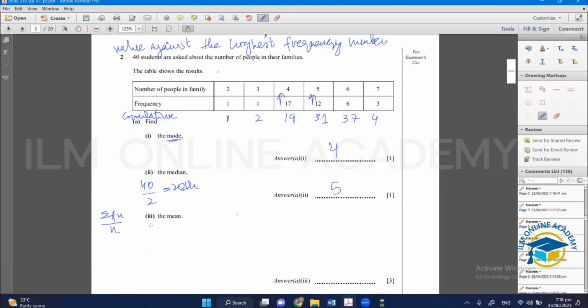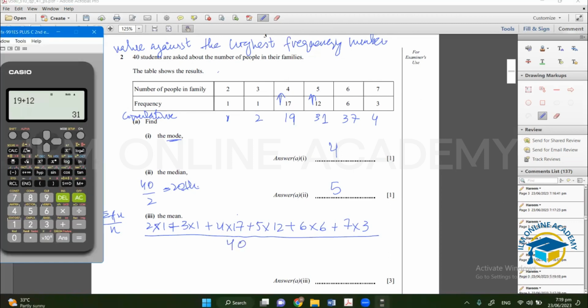Yes, the mean. So what we have to do is multiply the number of people with the frequency plus the number of people with the frequency, like each block, multiply each block with itself. So 2 multiplied by 1. Total number is 40. Okay, let's just calculate it.